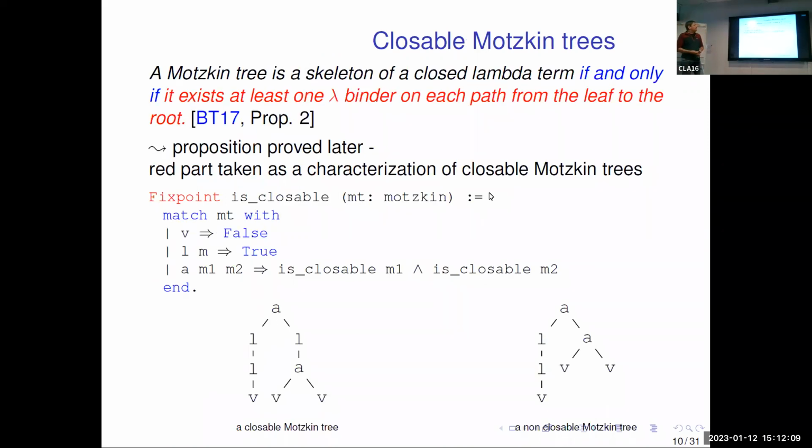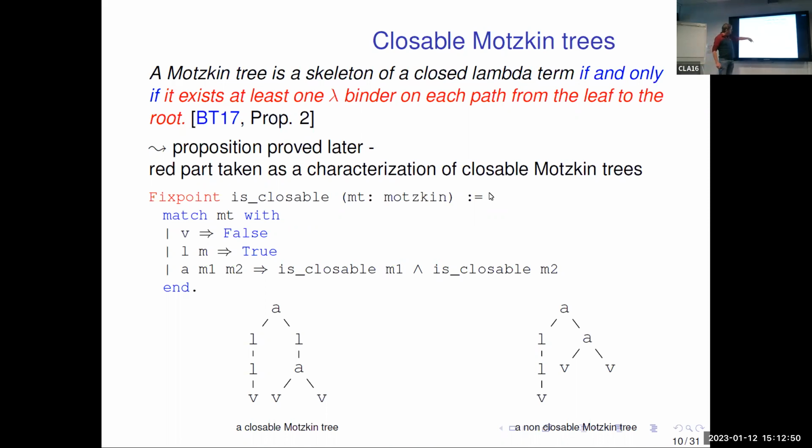And now we want to show what closable Motzkin trees are. So in Bodini and Tarot, you have this definition. A Motzkin tree is a skeleton of closed lambda terms if and only if there exists at least one lambda binder on each path from the leaf to the root. So what's written in red is what we consider as the definition of closable Motzkin trees. And then we will formalize what the skeleton is and what a closed lambda term is, so that we can show the equivalence. So here you have two examples of one closable and one non-closable Motzkin tree.